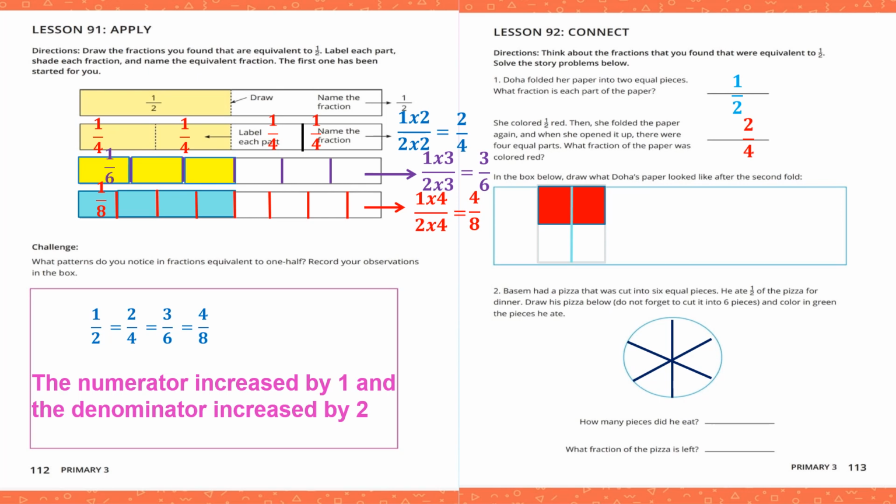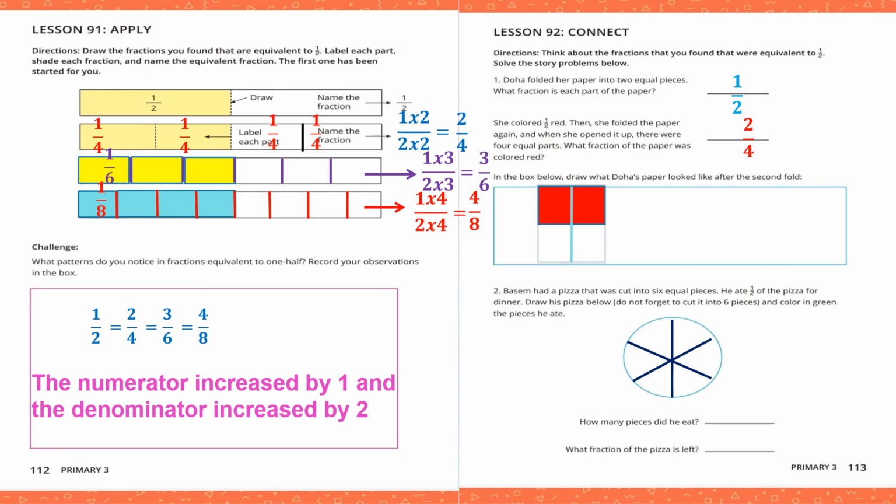Number 2. Basim had a pizza that was cut into 6 equal pieces. He ate 1/2 of the pizza for dinner. Draw his pizza below. Don't forget to cut it into 6 pieces and color in green the pieces he ate.